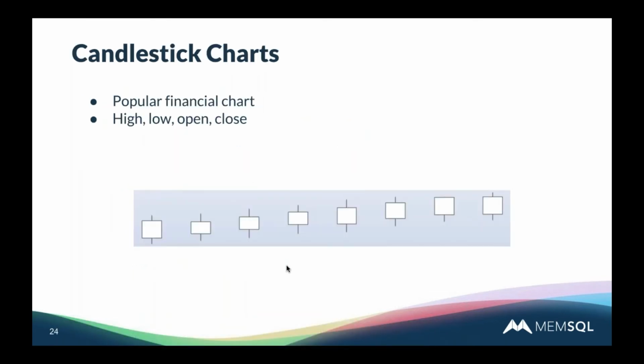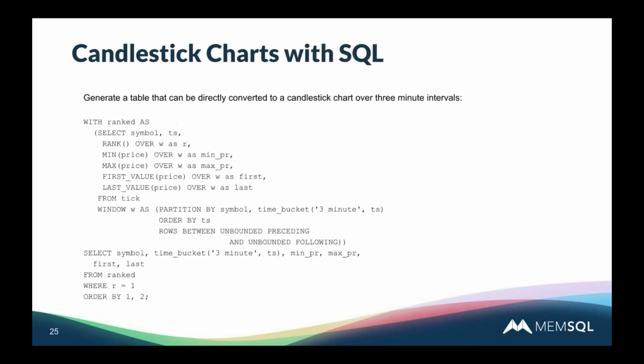Another important application of time series is the ability to produce what's called a candlestick chart. Candlestick charts are a popular type of chart in the financial industry in particular. Basically they show you the high, low, open, and close for a specific period. You've probably seen these in the financial papers, but this is an illustration of a candlestick chart in the picture below. And so you might ask, how do you compute a candlestick chart with MemSQL?